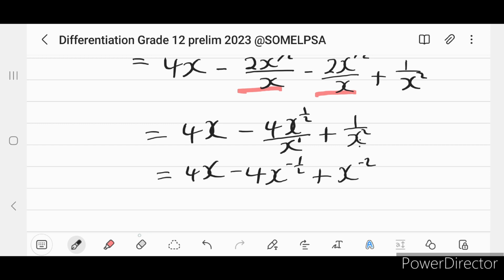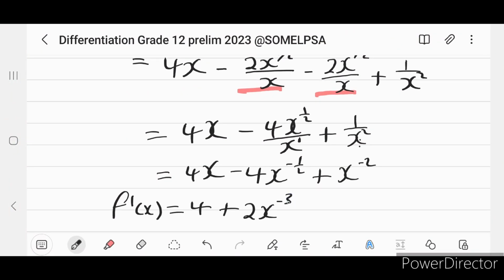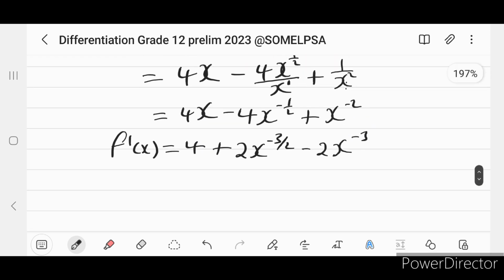So now I can derive. So f prime is going to be, the derivative of this is 4 times half, which is positive 2x to the power of minus half minus 1, which is minus 3 over 2. Then this times this is minus 2x to the power of minus 3. So that is your final answer right there.